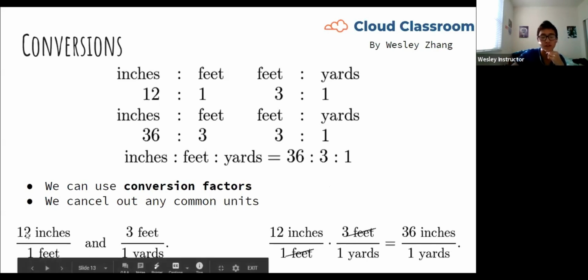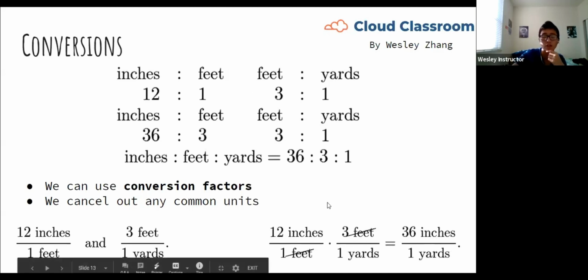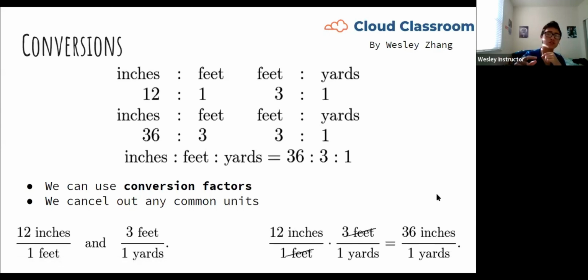All right, so if you guys see here, 12 inches over 1 foot, and 3 feet over 1 yard. So we set it up like this to convert from inches. What are we converting here? Inches to yards, I believe. That might be wrong. All right, cross that out. So these are conversion factors. So 12 inches and 1 foot, 3 feet and 1 yard equals 36 inches in yards. Sorry, we want to convert yards to inches.